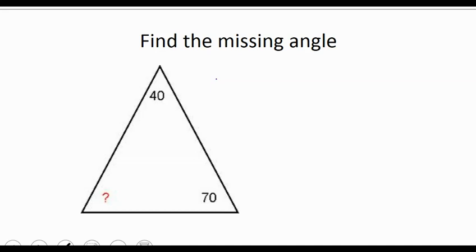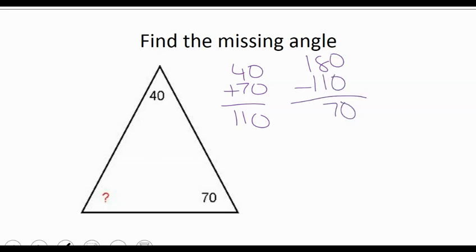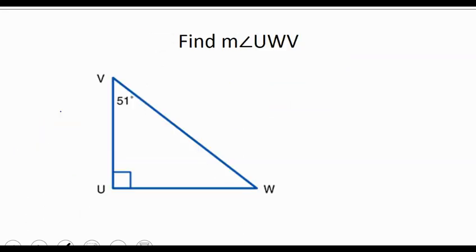So if I know two of the angles, I'm going to add those up. 40 plus 70 is 110. And then if I know all three angles add up to 180, I'm going to do 180 minus 110, and I get 70. So that missing angle is 70 degrees. All right, let's keep going here.